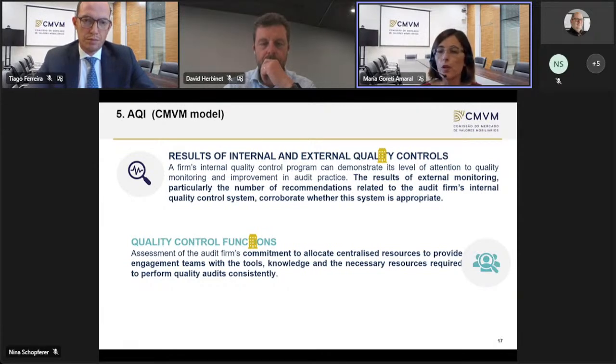This indicator permits to assess the audit firm's commitment to allocate centralized resources in order to provide engagement teams with the tools, knowledge, and necessary resources required to perform quality audits in a consistent manner.